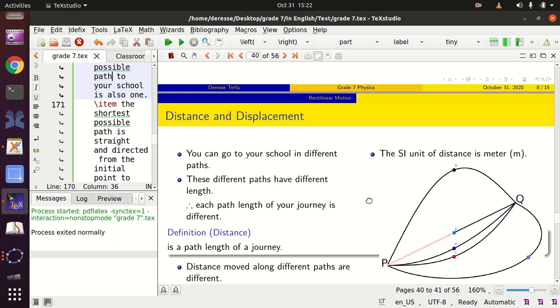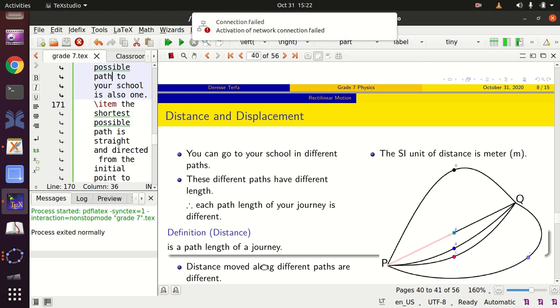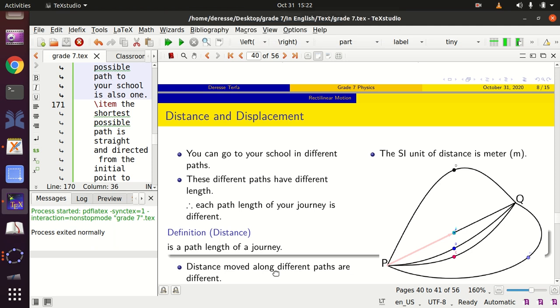The SI unit of distance is meter, and distance is a scalar quantity, as we already said, because it has only magnitude. It has no direction.